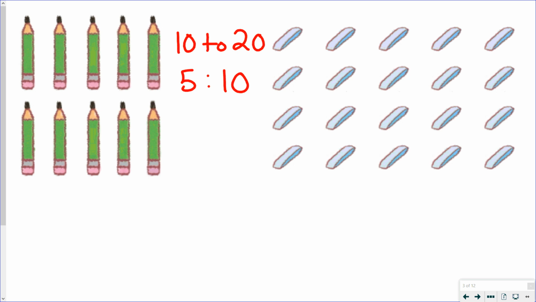We could also have a ratio of 2 to 4. We have 2 sets of 5 pencils and we have 4 sets of 5 erasers. And our final ratio we could write is 1 to 2. We have 1 set of 10 pencils and we have 2 sets of 10 erasers.